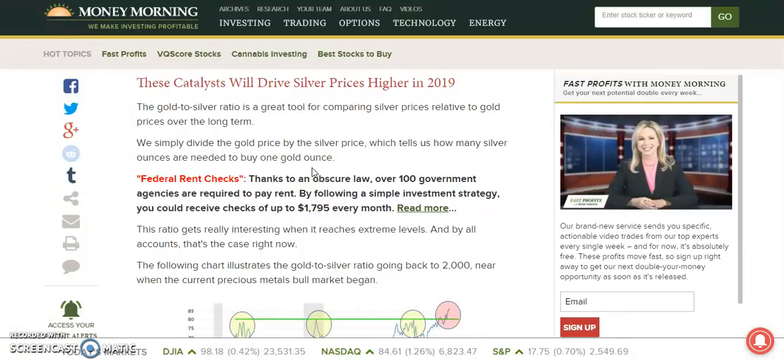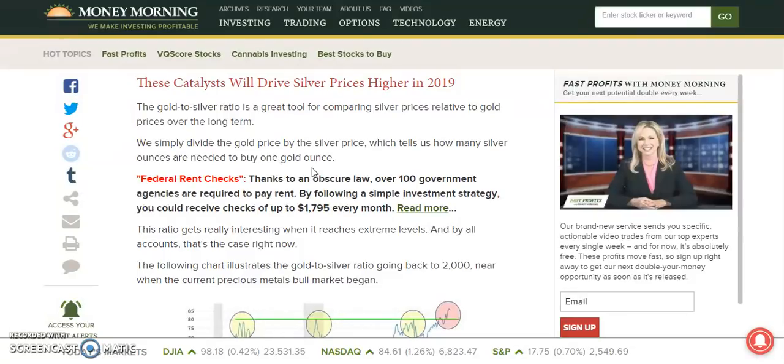Let's say gold's $1,000 an ounce and silver's $10 an ounce. That means it takes 100 ounces of silver to buy 1 ounce of gold. So if gold pushes to $1,200 an ounce and silver is still $10 an ounce, that means you can trade that 1 ounce gold coin for 120 ounces of silver. So you just made a free 20 ounces of silver because you picked the right times to buy and sell.